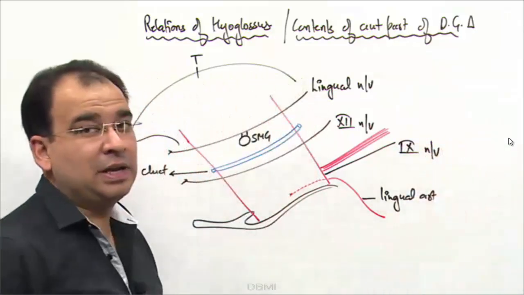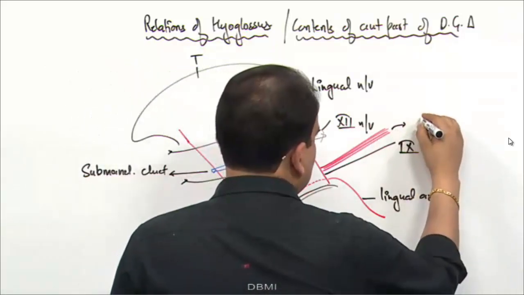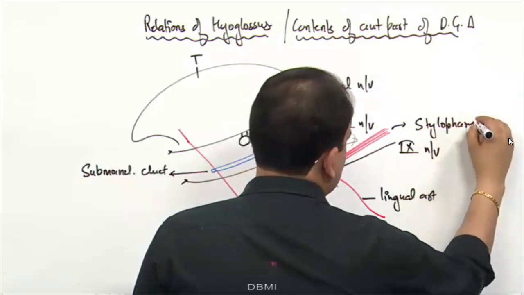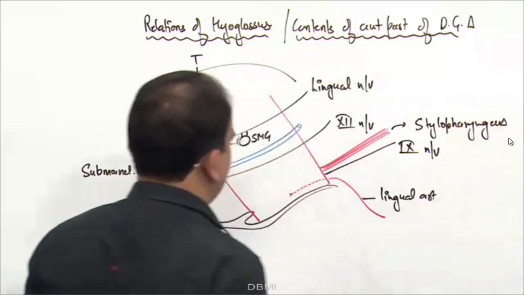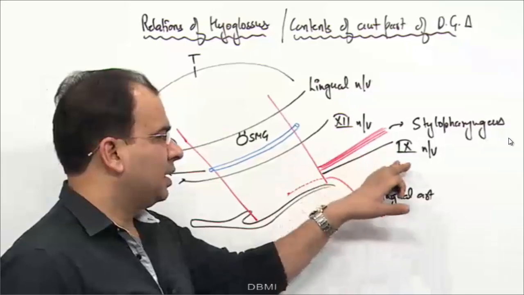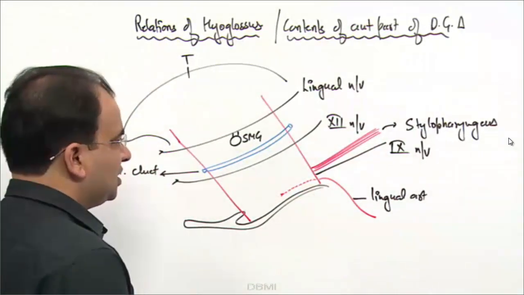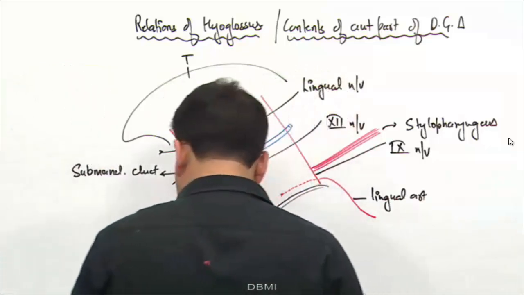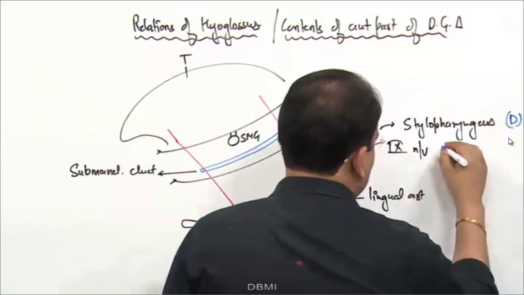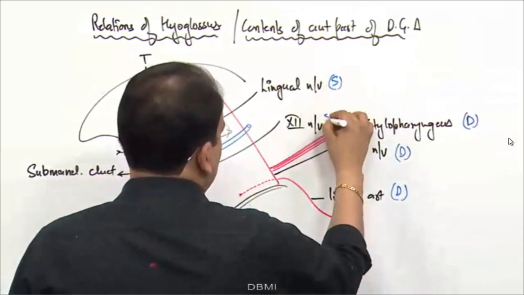And the glossopharyngeal nerve supplies what muscle? What was the muscle supplied by the glossopharyngeal nerve? That is the stylopharyngeus. Stylopharyngeus, along with the stylohyoid ligament as well. But the stylopharyngeus muscle, the glossopharyngeal nerve, the nerve supply of the stylopharyngeus, along with the lingual artery, these are the structures which are deep to hyoglossus. I am writing D in front of them. These are deep to hyoglossus, and all these structures are superficial to hyoglossus.